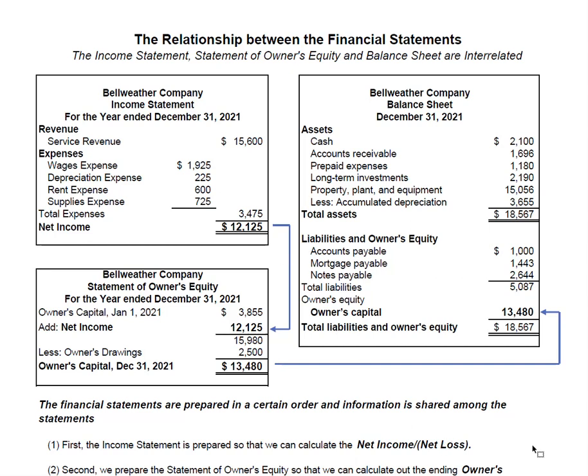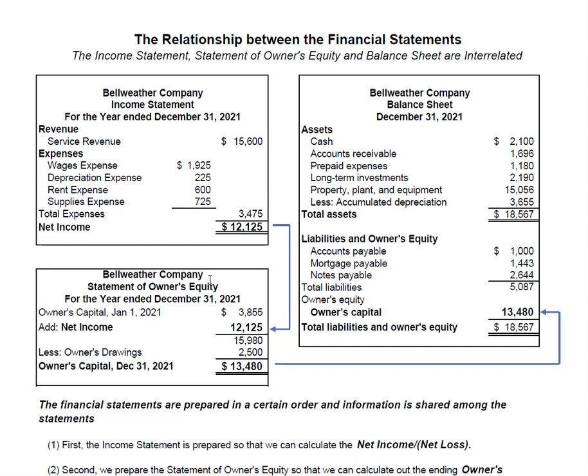Now, if you remember earlier, I said that information is shared among the statements. Well, the net income is needed to go into the statement of owner's equity. That's why we prepare the income statement first. So the income statement's prepared first so we can calculate out that net income. The net income goes from here to our next statement, and that is how the financial statements are interrelated.